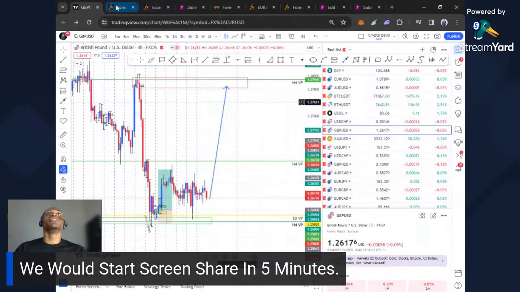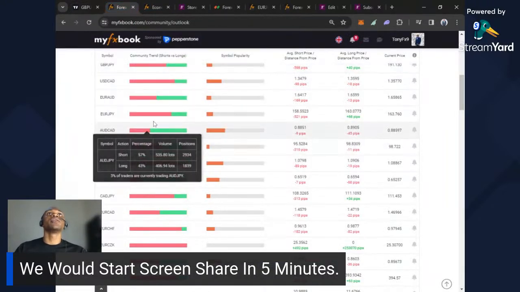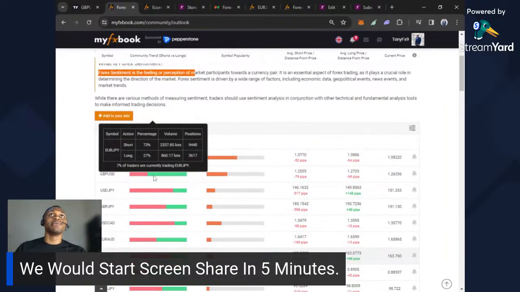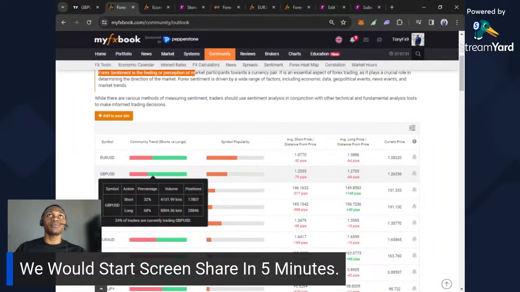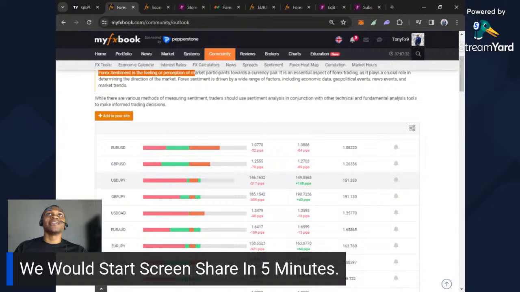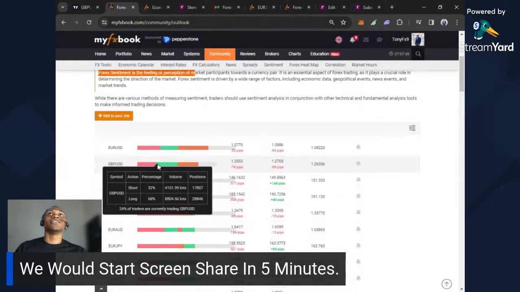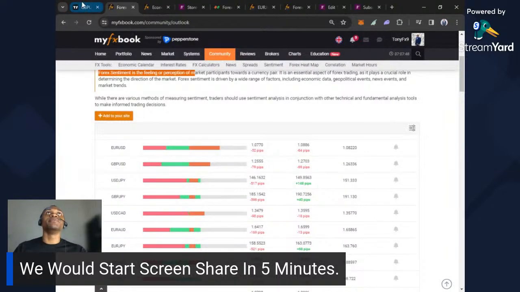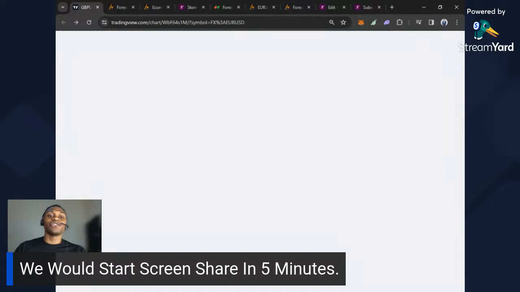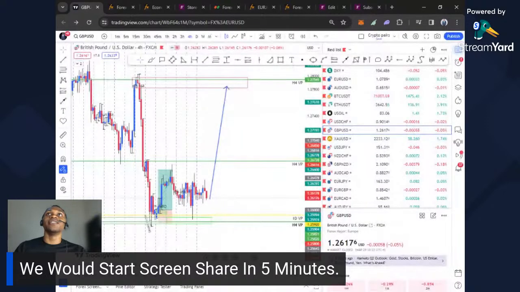Let's see what sentiment is saying. For GBPUSD, we see 68% long and 32% short, and 24% of traders are currently trading GBPUSD globally. So we're still on the right track with our GBPUSD forecast.